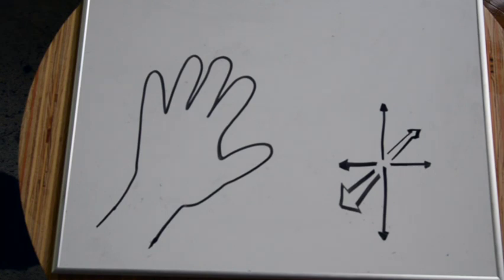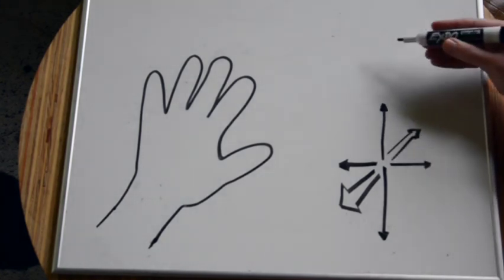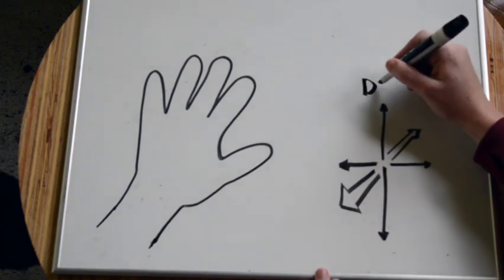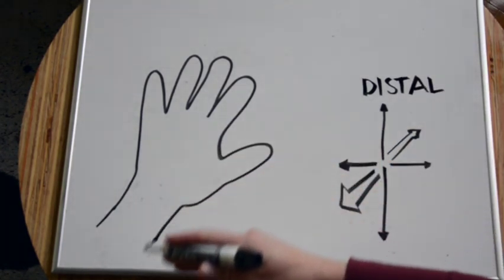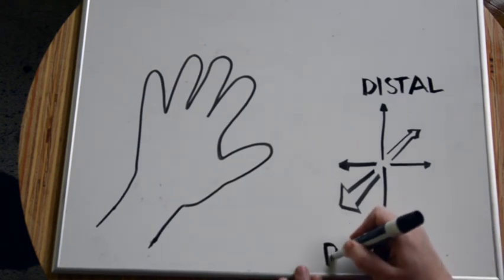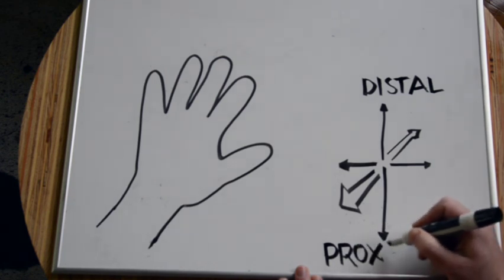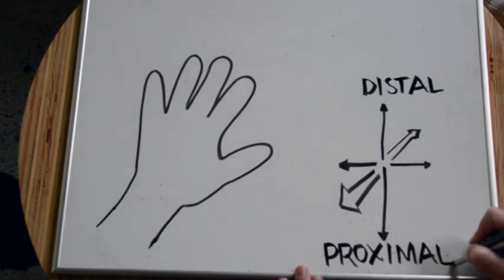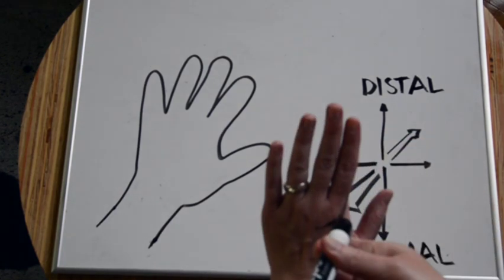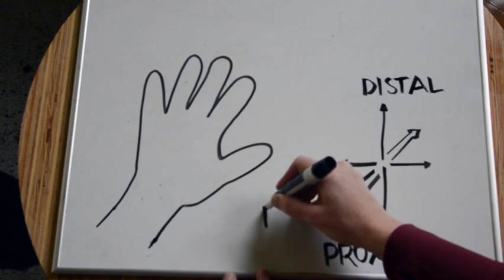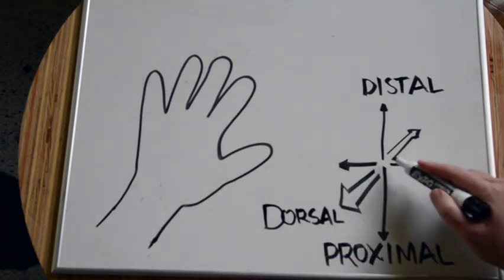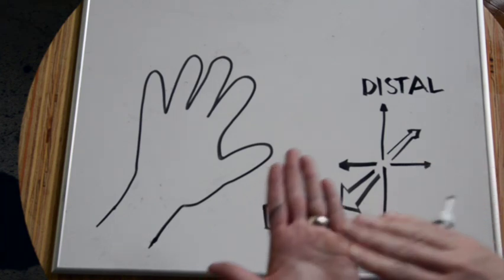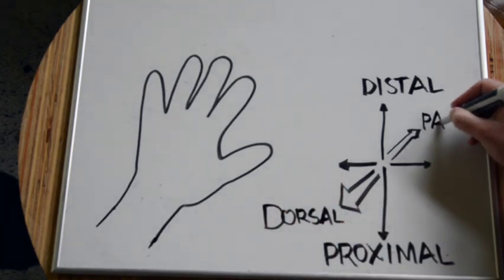Since we drew our hand face down, these arrows are representing those directions. So the further away from the center of the body, we're going to use the word distal. Then the direction coming closer to the body, we use proximal. The arrow in the southwest corner is coming out of the page at us, so it's referring to the back of the hand. That direction is dorsal. Then the arrow in the northeast corner is as though it's pointing into the paper or towards the palm of the hand. So we use the word palmar or volar.